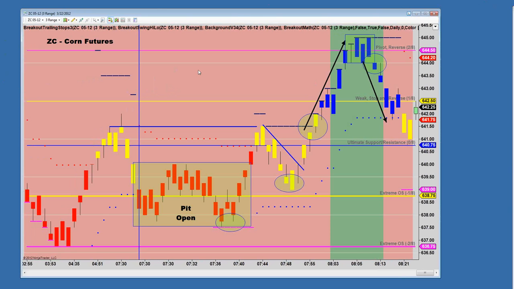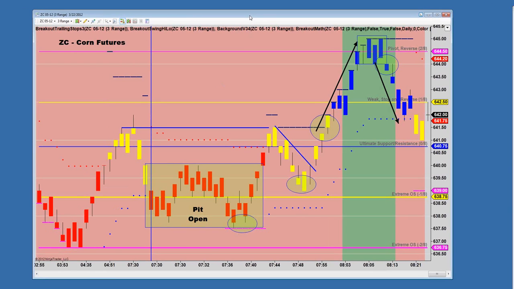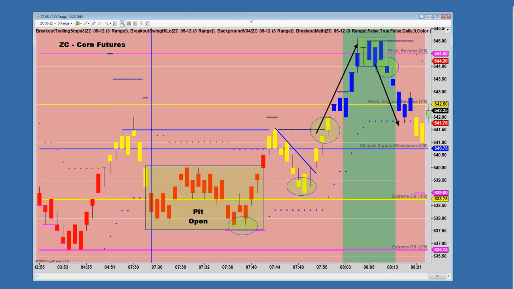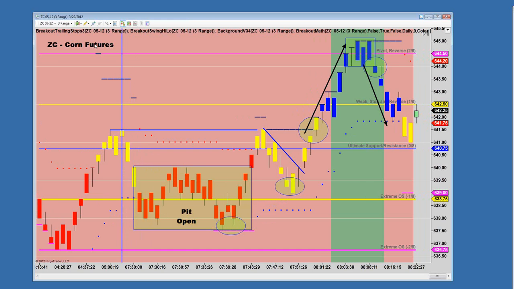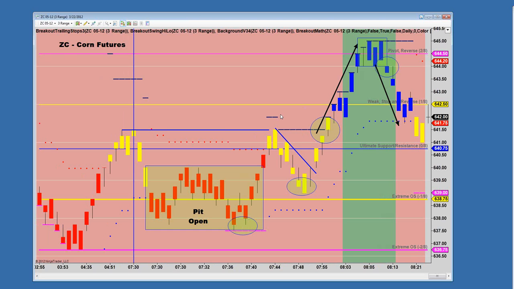All right, so today what we're going to talk about a little bit is how to trade the grains around the pit open. As you can see here, the pit opens at 7:30 Pacific. And one of the things that's important when you're trading the grain futures is to avoid the shotgun right at the pit open. Here's the open over here.